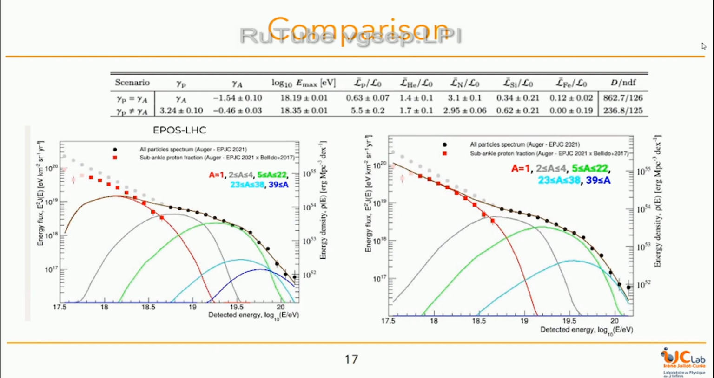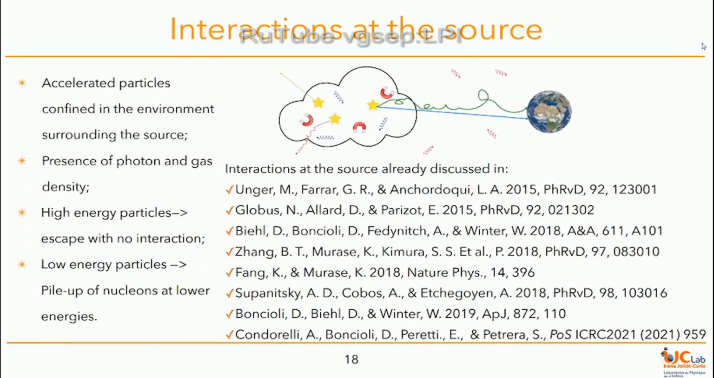And this result is pretty robust because it does not depend on the hadronic interaction models, and does not depend on the over density correction. It seems really like a new result. In particular, the fact that we get a hard injection spectrum for heavy nuclei at high energy, and a soft injection spectrum for light elements, in this case protons, at lower energy, is a clear hint that this can be interpreted as an interaction at the source.